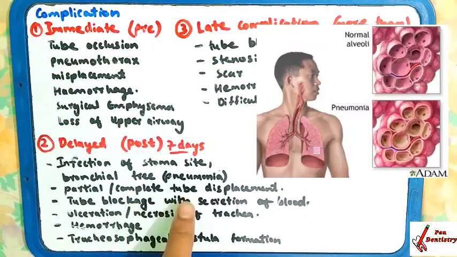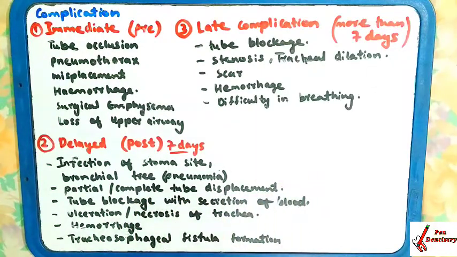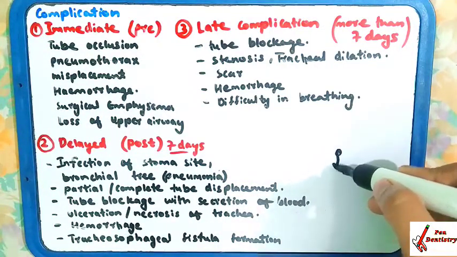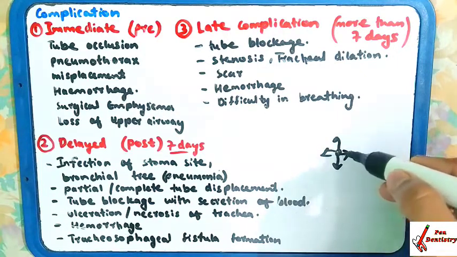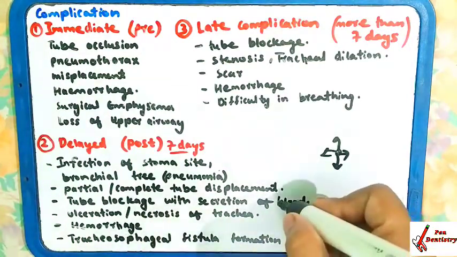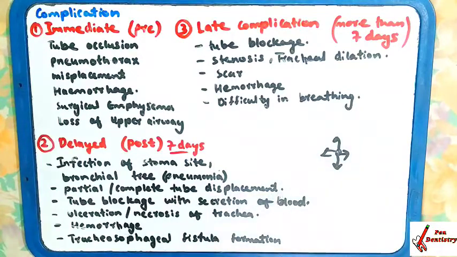Partial or complete tube displacement. There might be a chance of displacement of the tube, partial or complete, in any direction from where you have placed it. Tube blockage with secretion or blood. The tube will be blocked with blood. This is the delayed complication, after 7 days this blood blockage will be there in the tube.